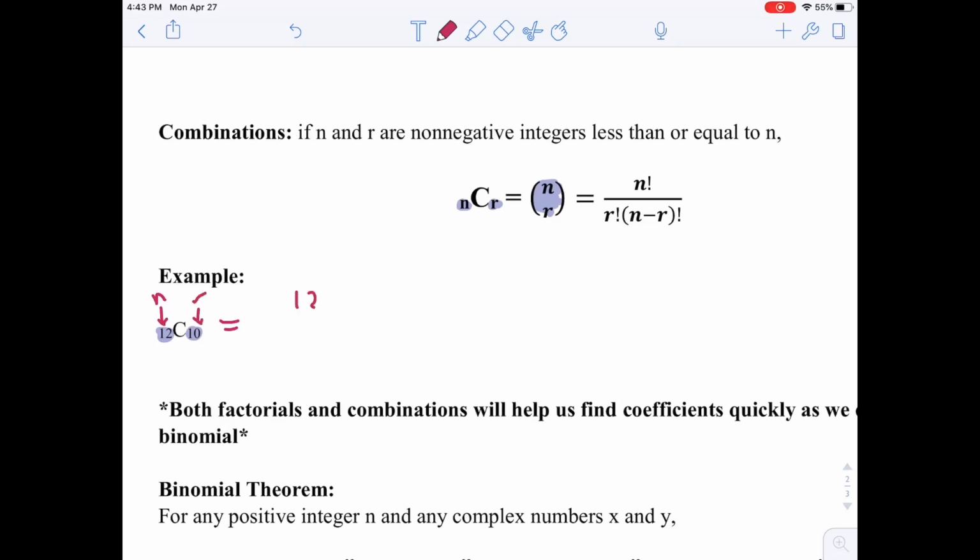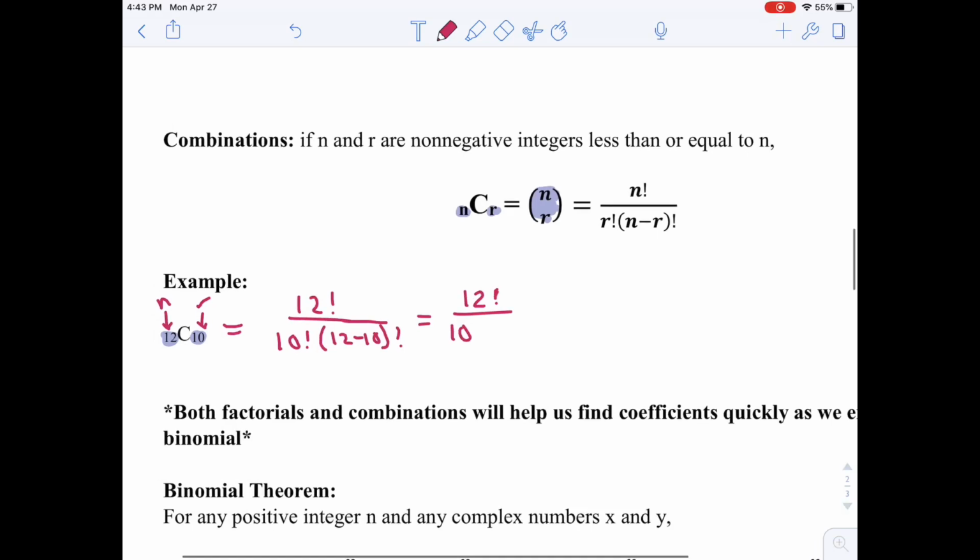So here's your n. Here's your r. So 12 factorial over r factorial, so 10 factorial. And then we have 12 minus 10 factorial. So we expand that. Now, I again will also post a video to show you how to do this in your calculator. But for now, we can do this by hand. We got 12 factorial over 10 factorial times 2 factorial.